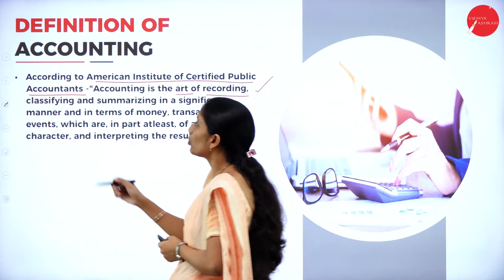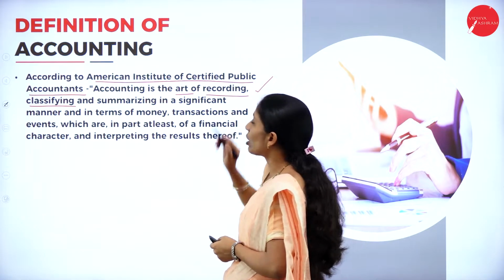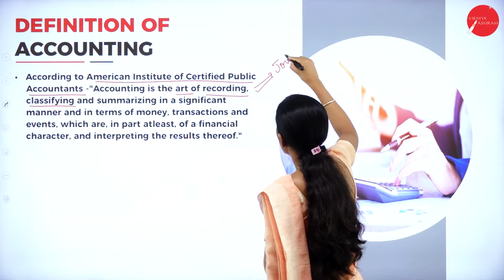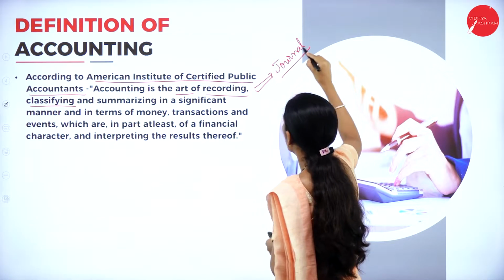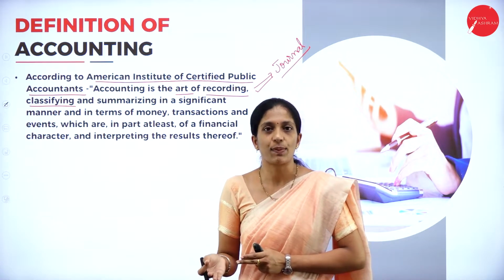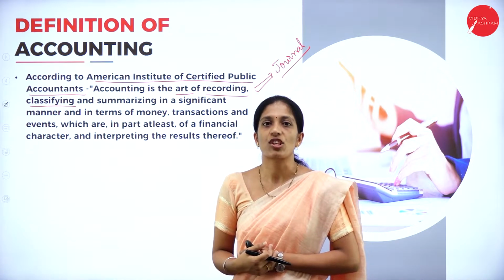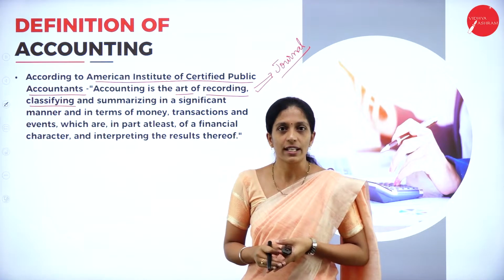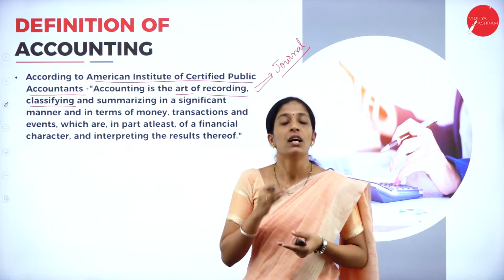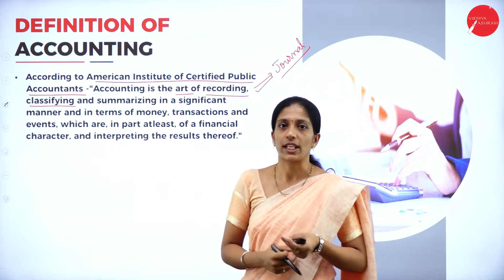After recording, what will we do? We will classify the transactions. The recording of transactions takes place in a book which is called what? Journal. The journal is called the book of original entry, in the sense that whenever transactions or events take place in the business which can be measured in terms of money, we immediately record them in a book in chronological order, one by one. That book is called the journal. So the journal is called the book of original entry.